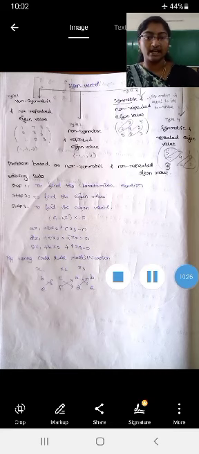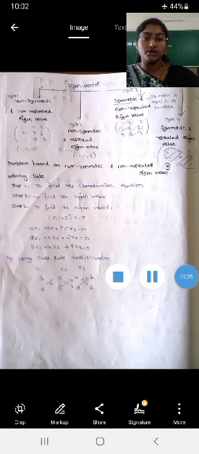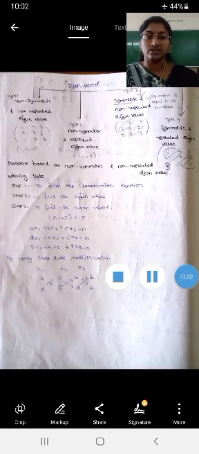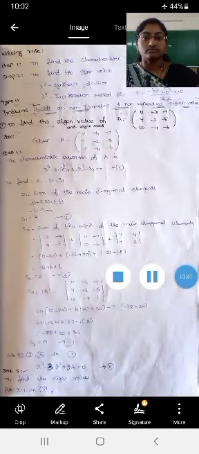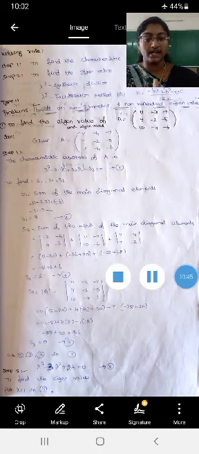Next we have to find the eigenvector using the formula (A minus lambda I) into x equal to 0. Then we will form the equations. Then by using the cross multiplication rule we find the values of each case. Now let's see the problems based on non-symmetric and non-repeated eigenvalues.